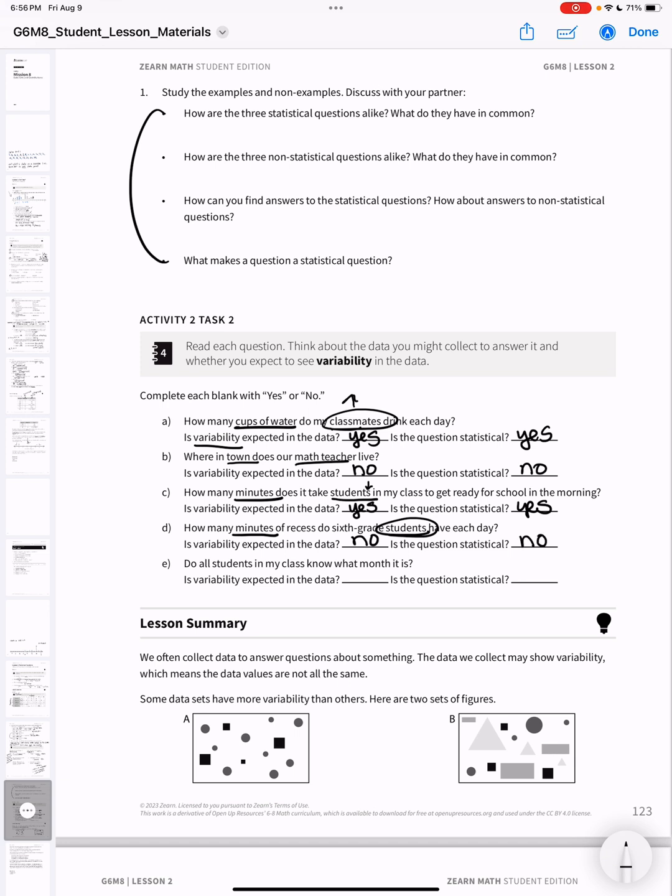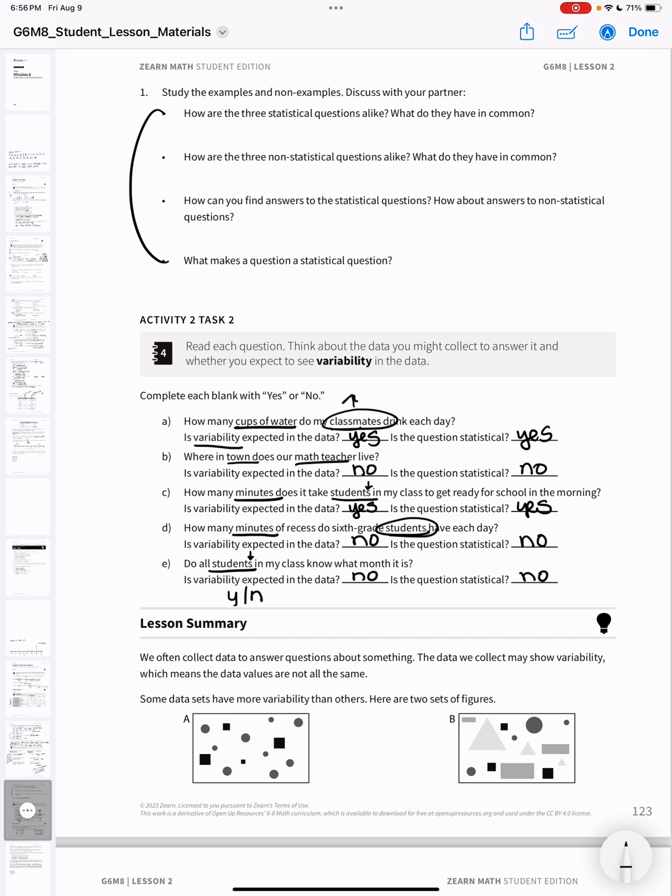E, do all students in my class know what month it is? Do all students, we've got plural, know what month it is? This is a yes or no question. Yes, they do. No, they don't. So is there variability expected in the data? No. It's either yes or no. Is this a statistical question? No.